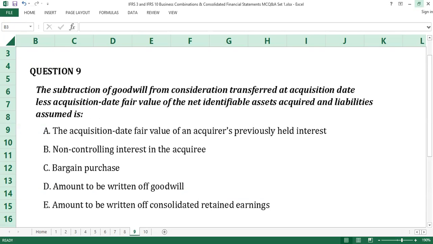Question number 9. The subtraction of goodwill from consideration transferred at acquisition date less acquisition date fair value of the net identifiable assets acquired and liabilities assumed is dash. A, the acquisition date fair value of an acquirer's previously held interest. B, non-controlling interest in the acquiree. C, bargain purchase. D, amount to be written off goodwill. E, amount to be written off consolidated retained earnings. Time counts.